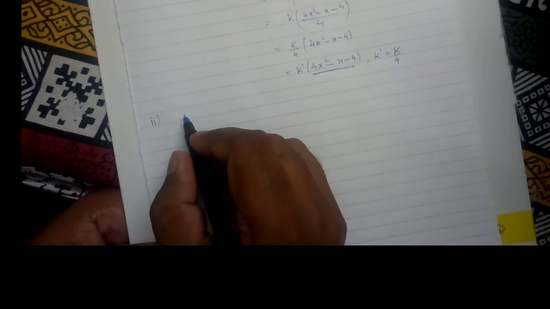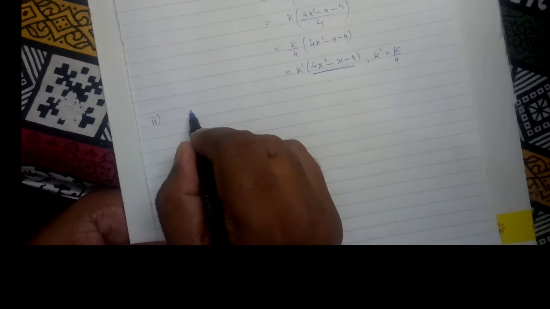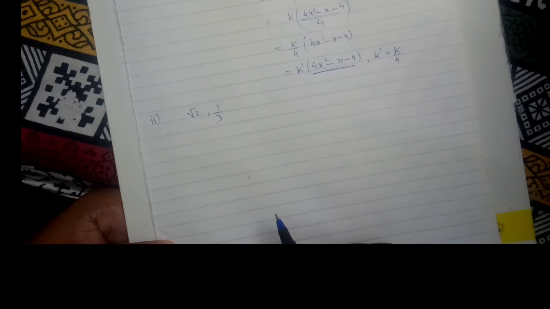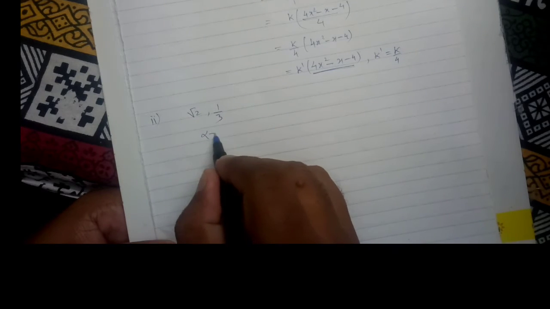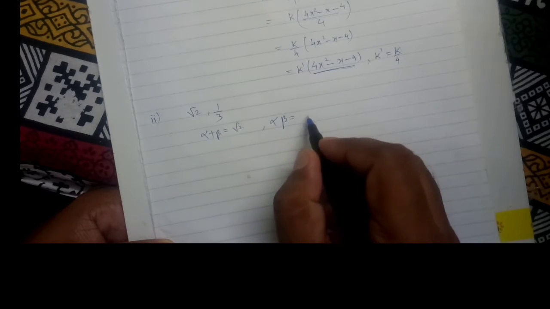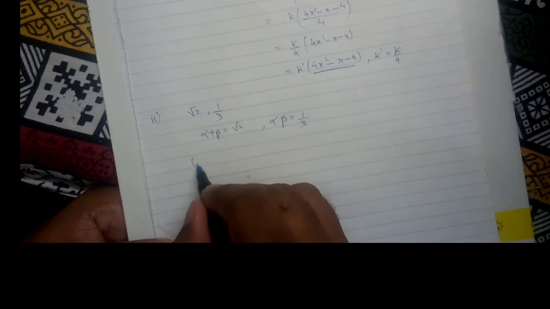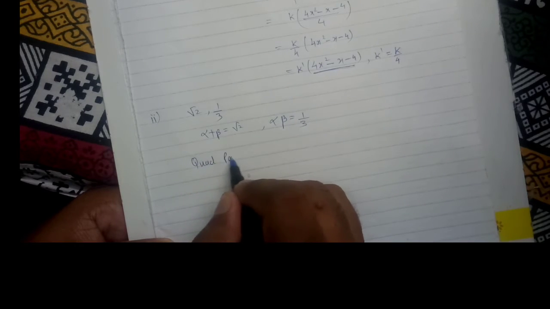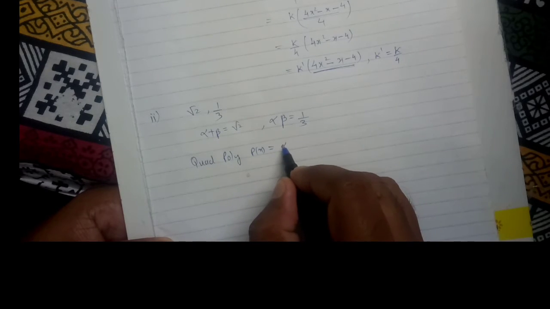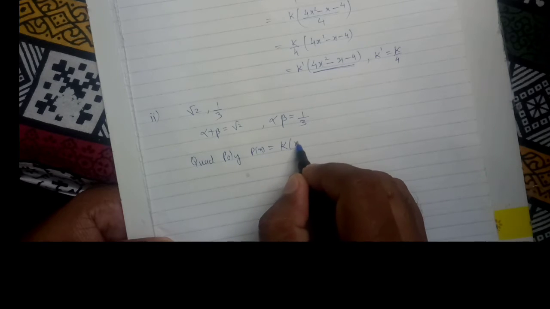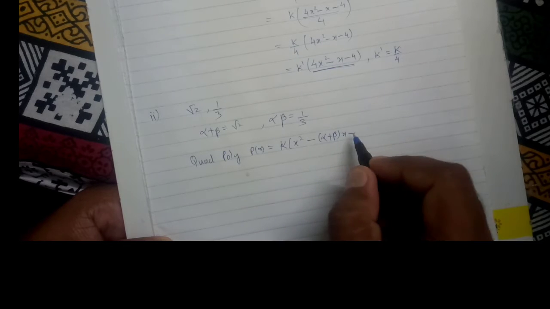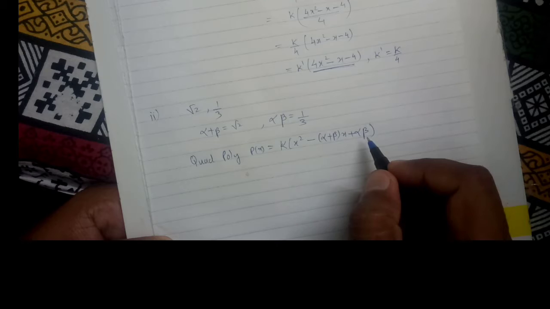What is given? The first number in this is given as root 2, and the second as 1 by 3. So what this implies? Alpha plus beta is root 2, and alpha into beta is 1 by 3. So your quadratic polynomial will be p of x is equal to k into x square minus alpha plus beta into x plus alpha into beta.